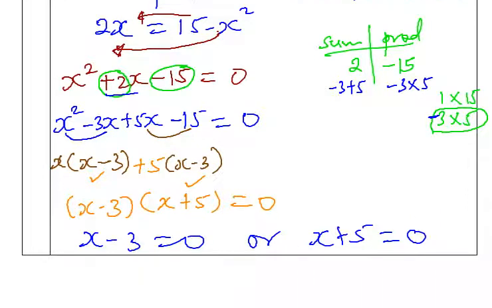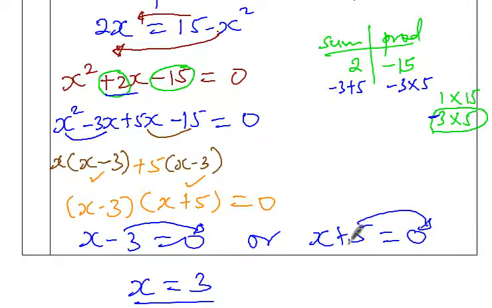And from there, I believe we can see the values of x. Take the minus 3 to this side, it becomes 0 plus 3. Our x is equal to 3. That is one of our answers. Take positive 5 to this side, it becomes minus, and 0 minus 5 is negative 5. That is our other answer.